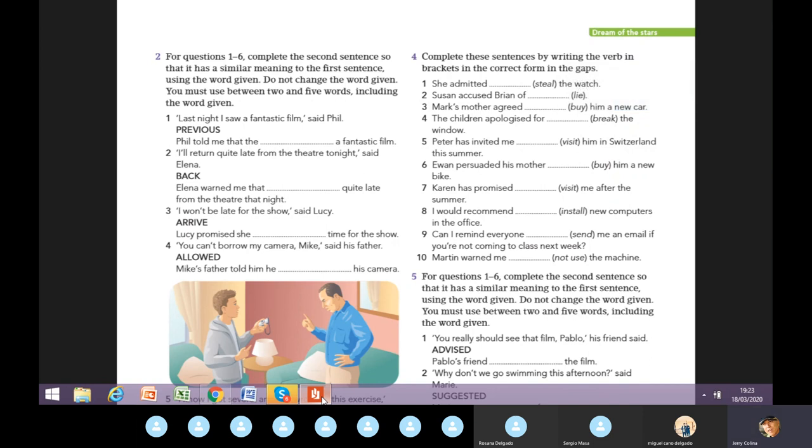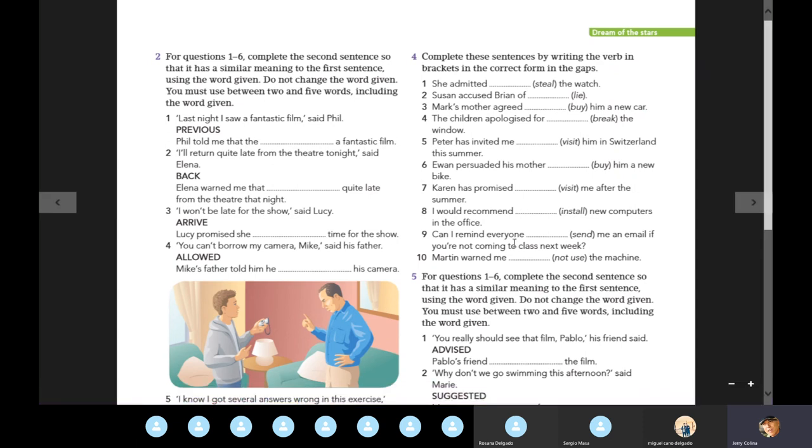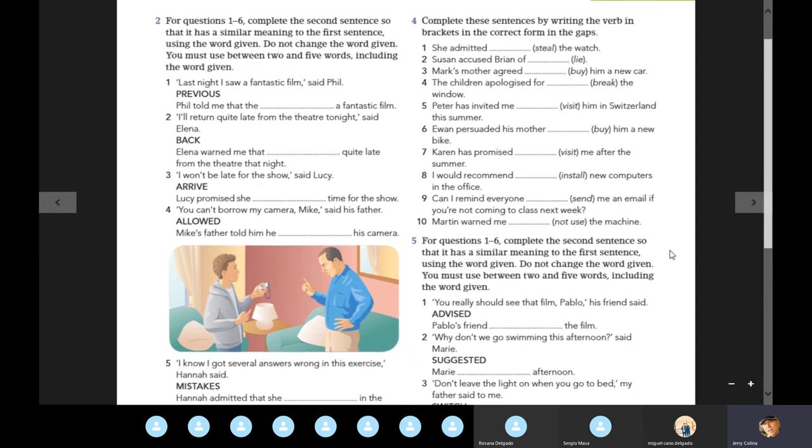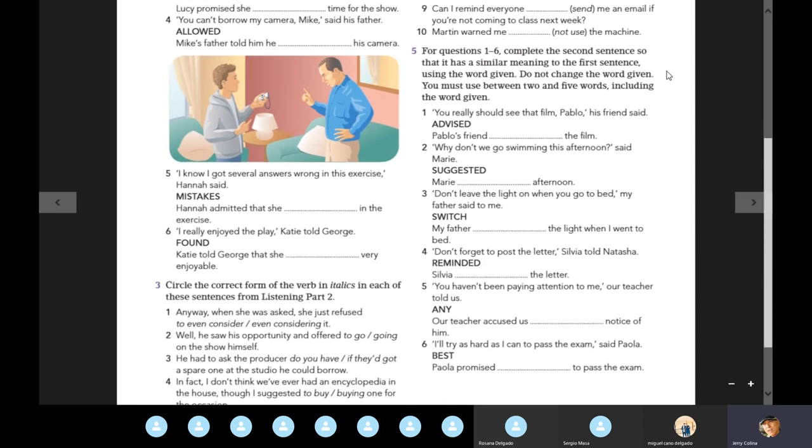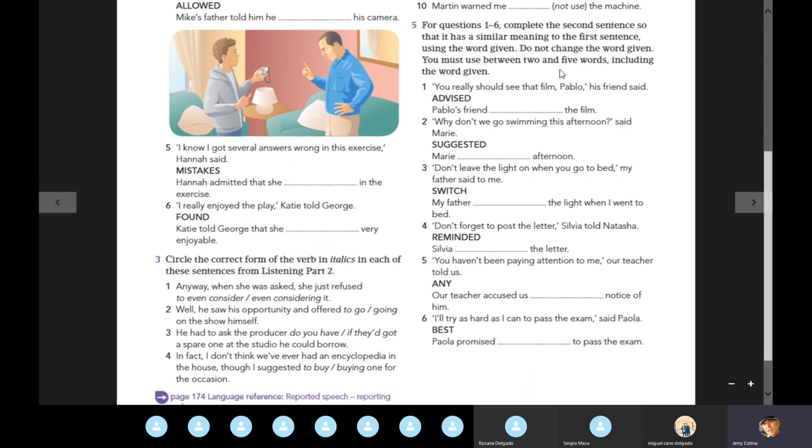Exercise five, my friends, is more difficult because it's similar to reality. This is the exam. The exam is going to evaluate this aspect this way. For question 1 to 6, complete the second sentence so that it has a similar meaning to the first sentence using the word given. Don't change the word given. You must use between 2 and 5 words, including the word given. Oh my God, it's tiring.